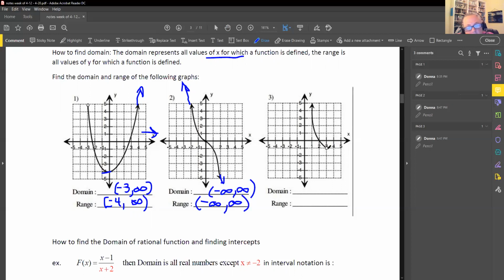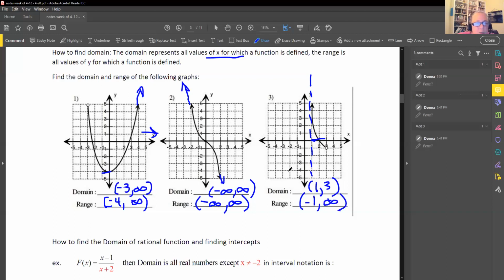Okay, so the domain of this graph, it appears, I'm going to draw it in. It looks like it has a vertical asymptote at 1, so that's what we're going to call it. So the domain goes from 1 to 3. It doesn't include 1 because it never reaches 1, and it stops at 3. The range starts down here, that's -1, and it goes up forever. So that would be from -1 to infinity.